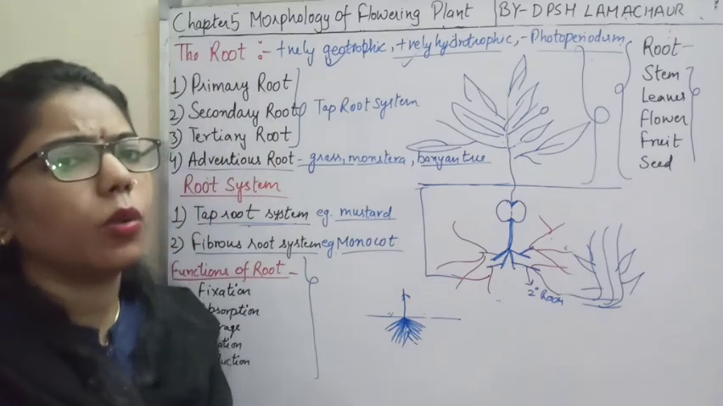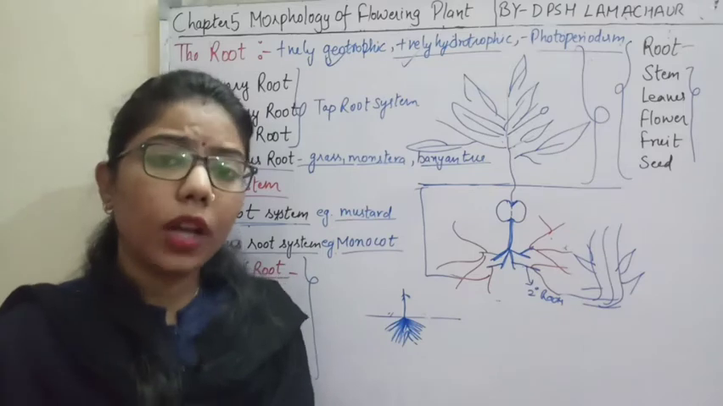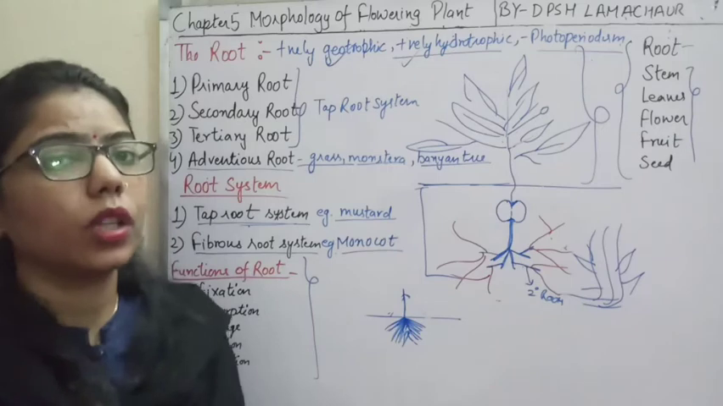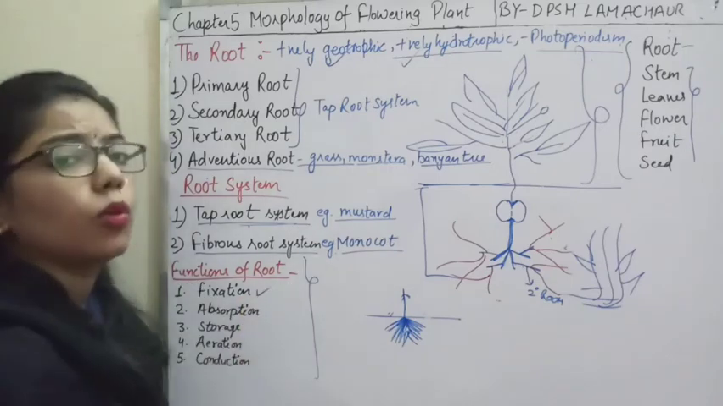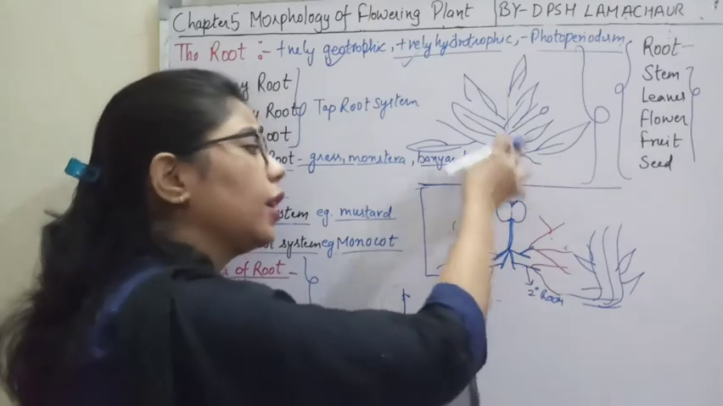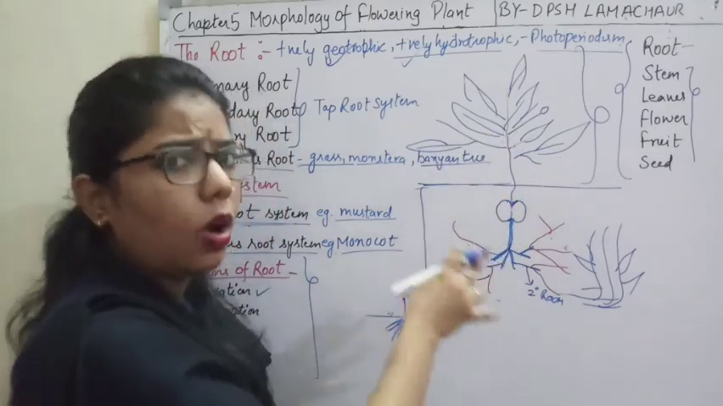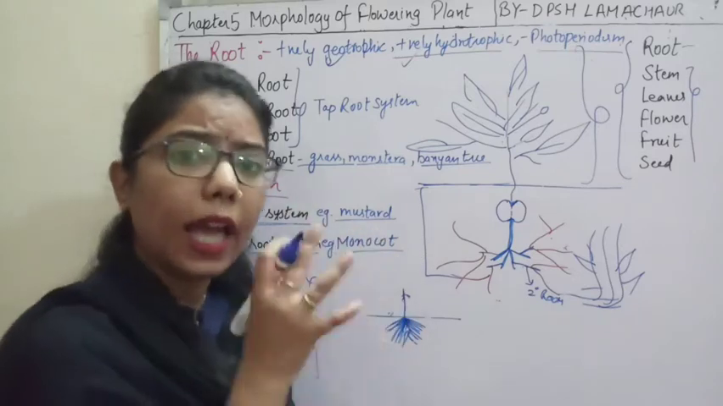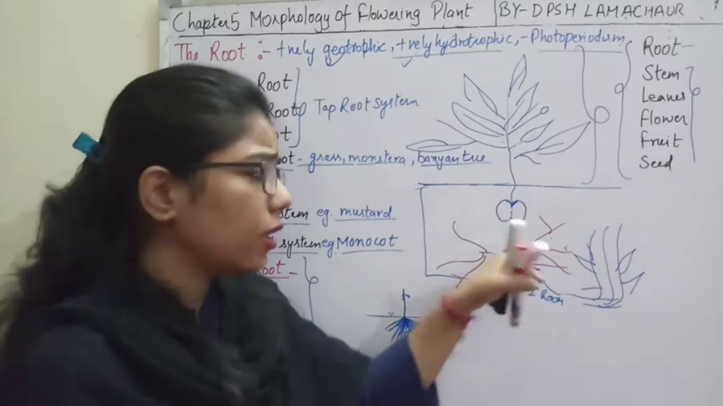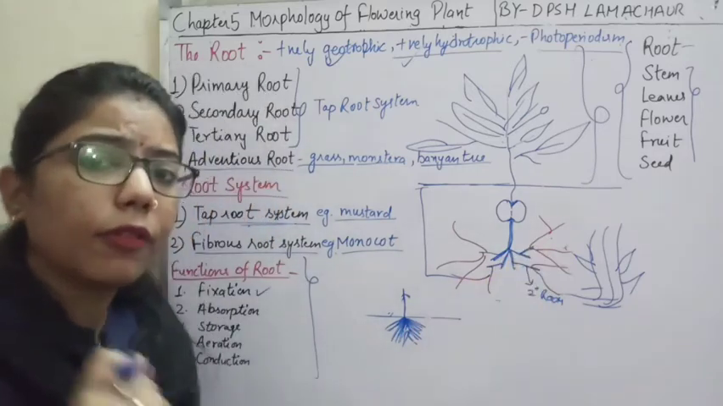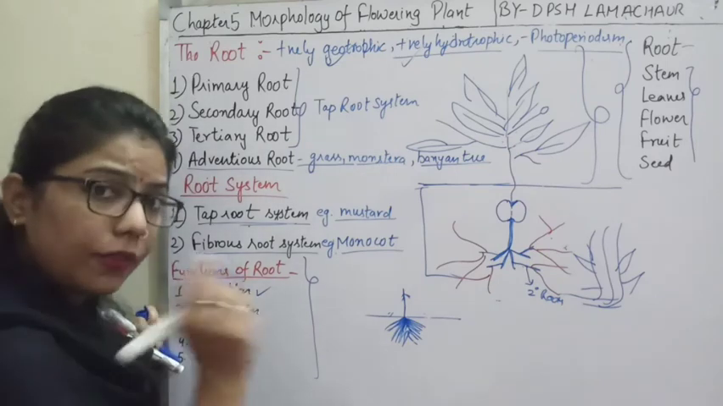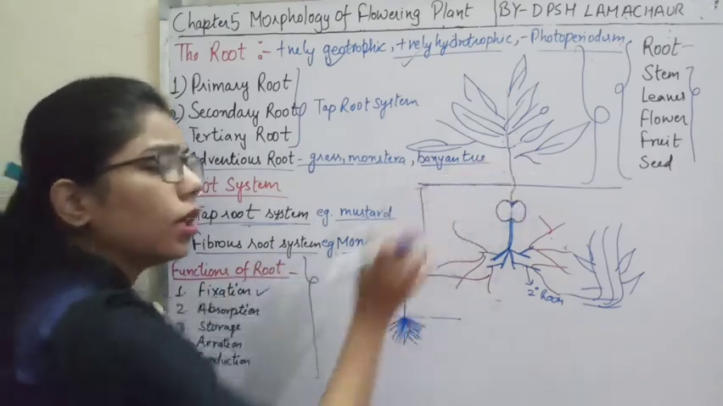Up to here we only know the function of uptake of water and minerals, but there are some more important functions of root. The first one is fixation. What do you understand by fixation? It means it helps the plant to fix into the soil, or we can say it provides anchorage to the plant so that it can stand in the soil in a good manner. So they provide fixation as well as anchorage to the plant.